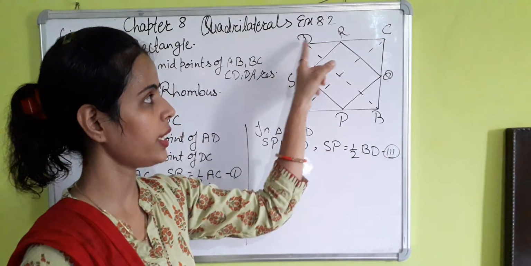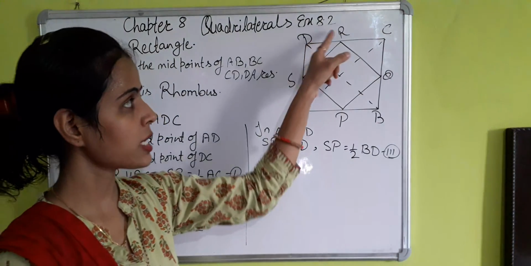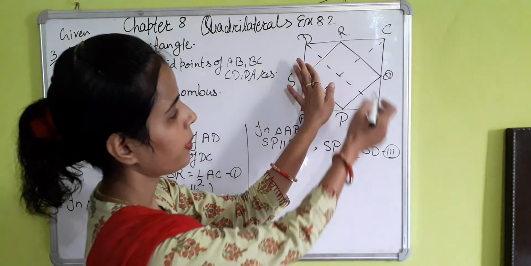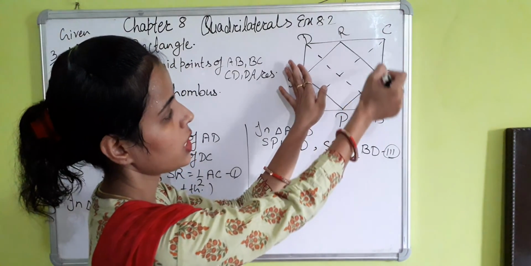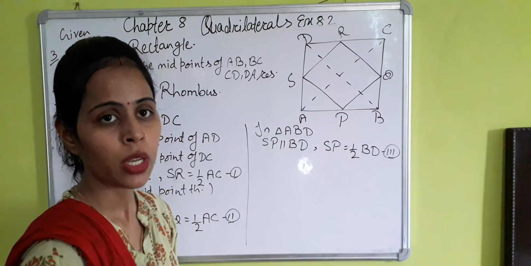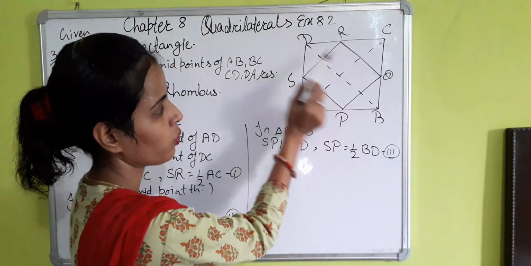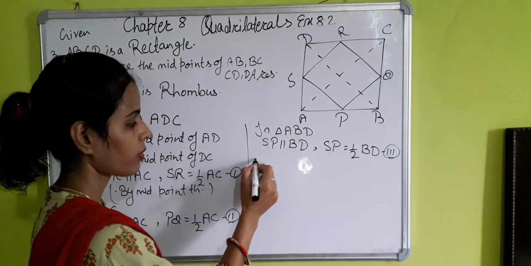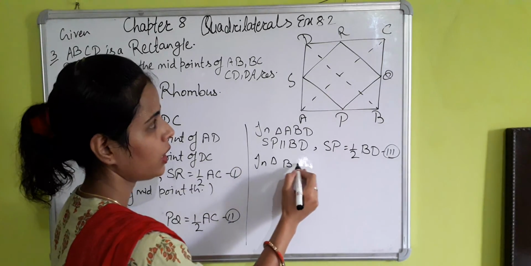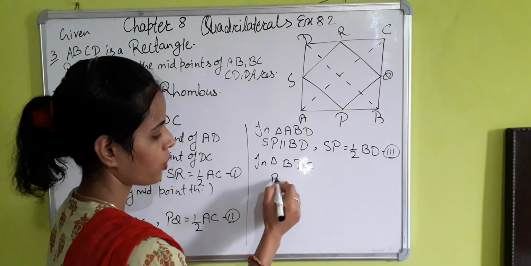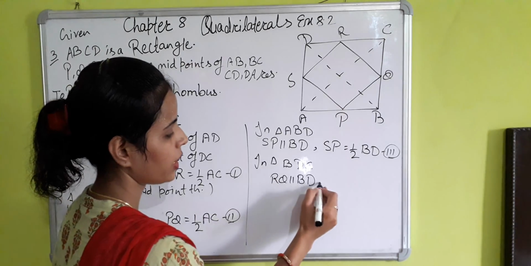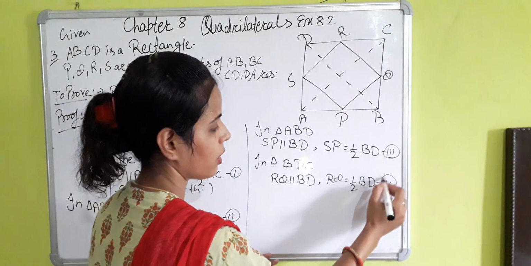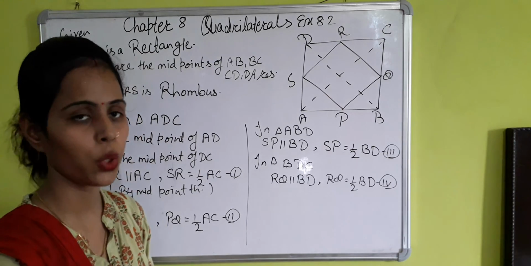Now take triangle BDC. In this triangle BDC, R is the midpoint of DC, Q is the midpoint of BC. So by the midpoint theorem, this line RQ is parallel to BD and RQ is half of BD.